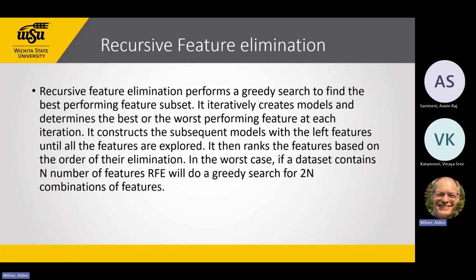or the one with the lowest decrease in R-squared, and that's probably true. But you don't know that unless you run an exhaustive feature selection, right? In the worst case, if a data set contains n features, we'll do a greedy search over 2 to the n combinations, right?